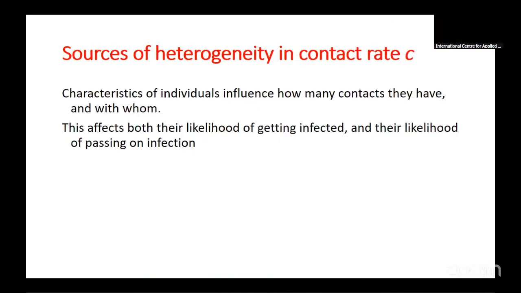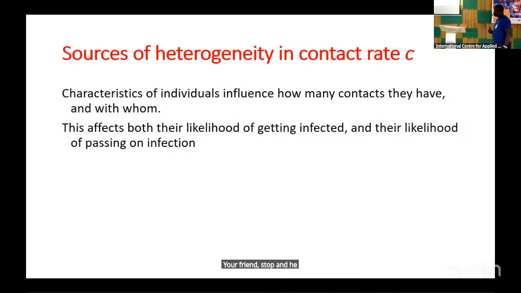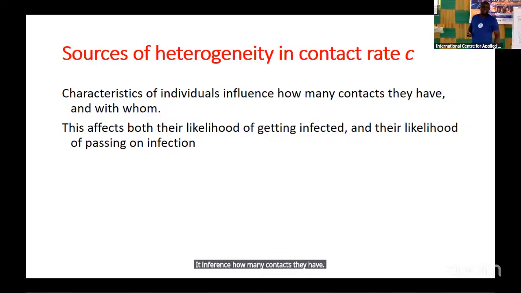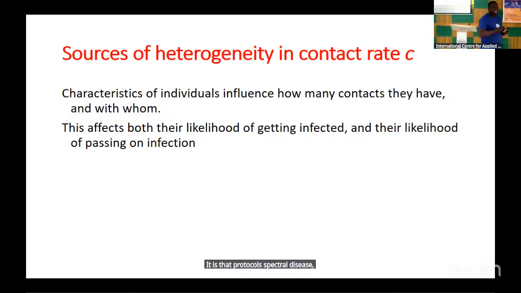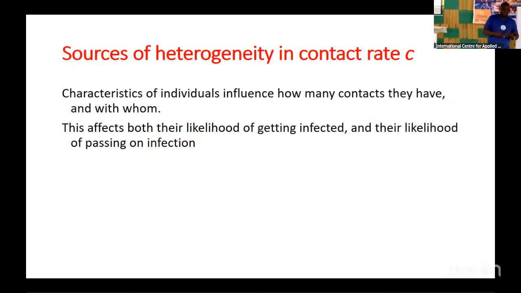the traits of people influence how many contacts they have and with whom. Now, take for instance HIV, where somebody has girlfriends, almost in all states in Nigeria. So your character also determines, as a set of individuals, how many contacts they have. If you are a womanizer, it means that you are prone to all sexually transmitted diseases, and the opportunity to be infected is very high.